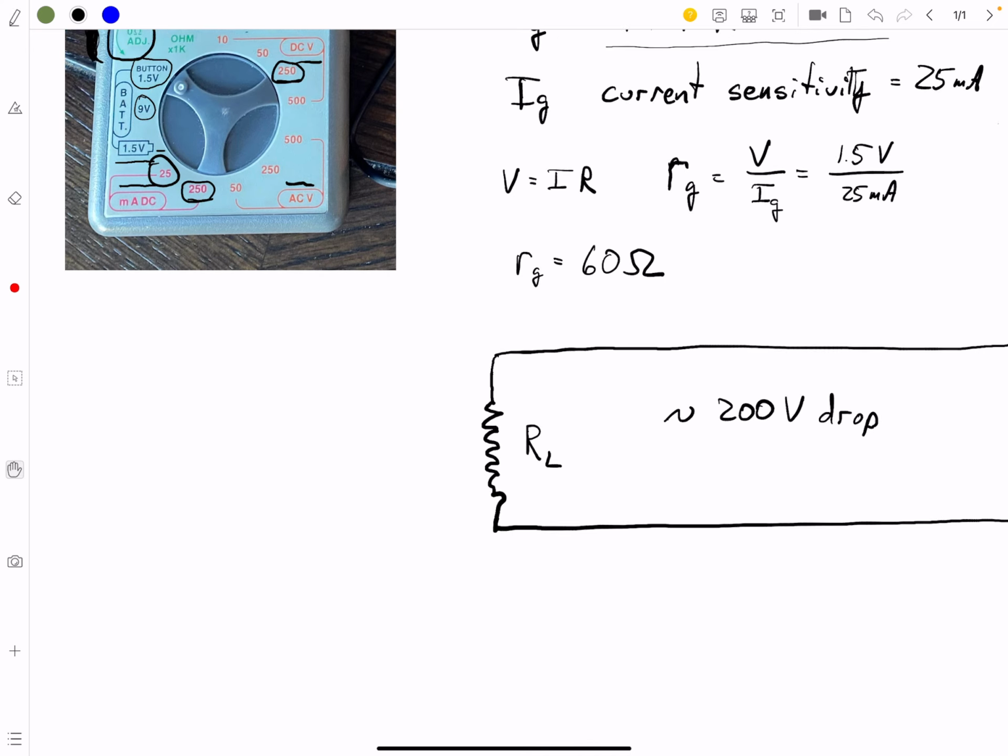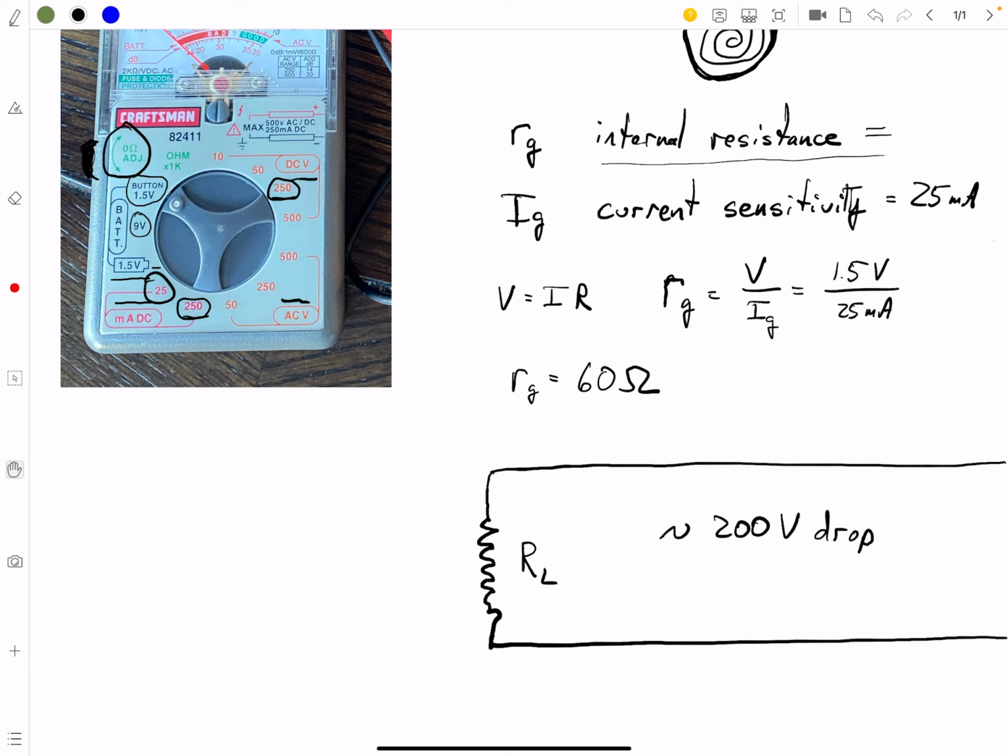because it's a DC voltage. So if it's 200 volts, we're definitely going to select this right here. We're going to take this dial knob and slide it over so that it points right here. Okay? And what that'll do is put a certain resistor in our circuit. And we're going to figure out what that resistor is.